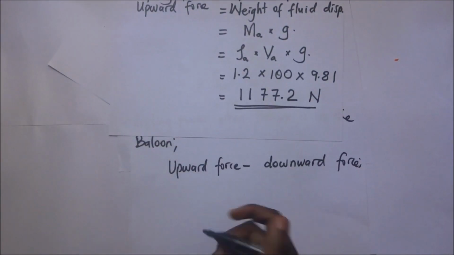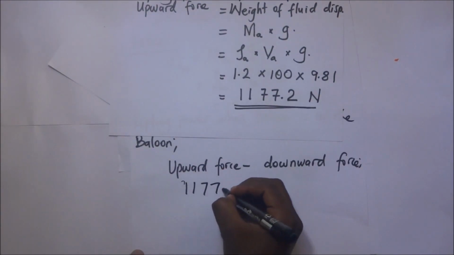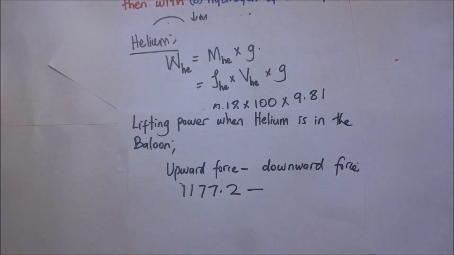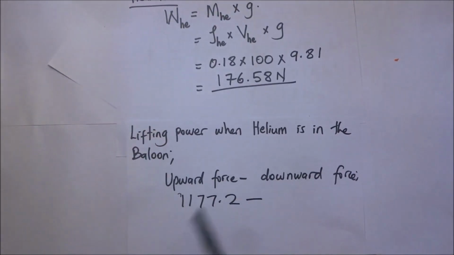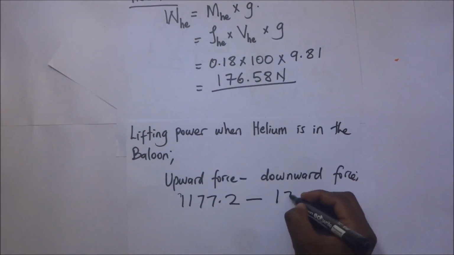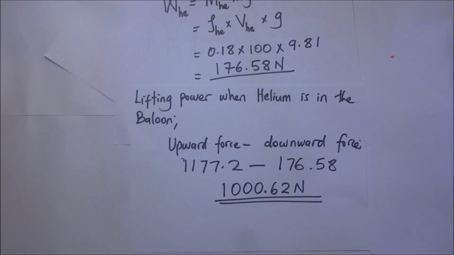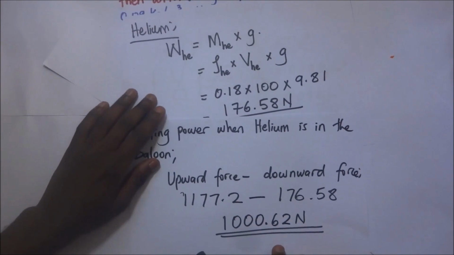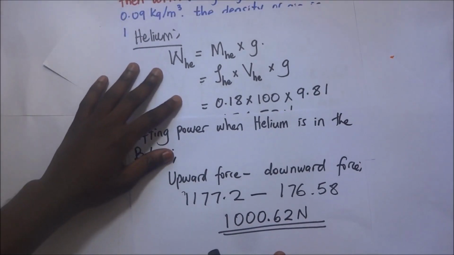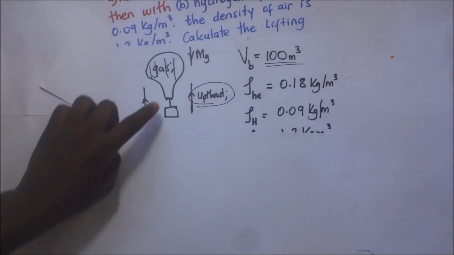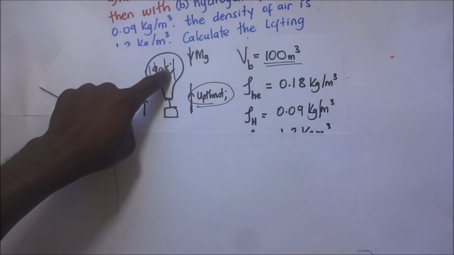So it's going to become 1177.2. Subtract the downward force, which is the weight of the helium, and in this case it is 176.58 newtons. So our answer there, after subtracting it, is now the lifting power when we are having helium in the balloon. So we're going to use the same approach, and we are going to find the lifting power when we are having another gas in the balloon. The same procedure will apply when we are having hydrogen in the balloon.